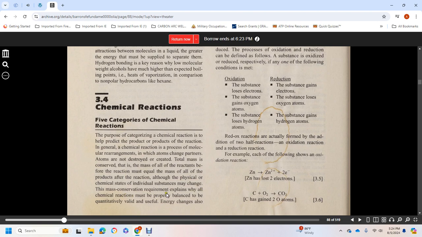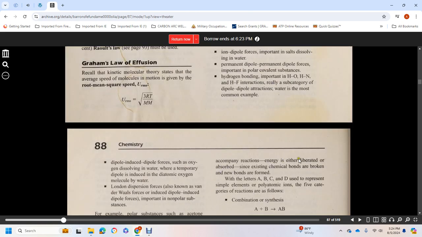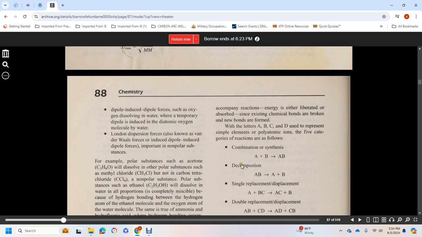This is why all chemical reactions must be properly balanced to meet quantitative requirements. Also, reaction energy is liberated or absorbed, since existing chemical bonds are broken and new bonds are formed. With letters A, B, C, and D that represent single atoms or polyatomic ions, the five reaction categories are as follows.